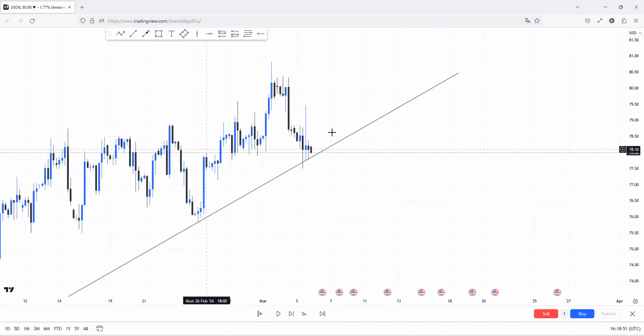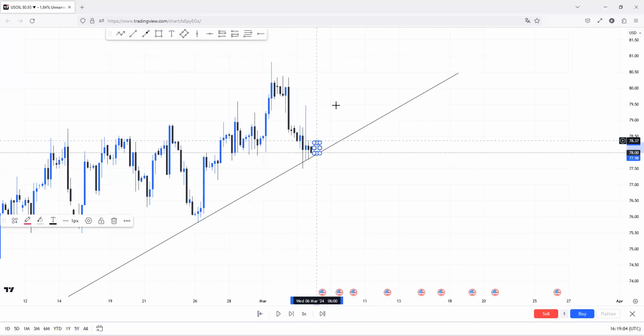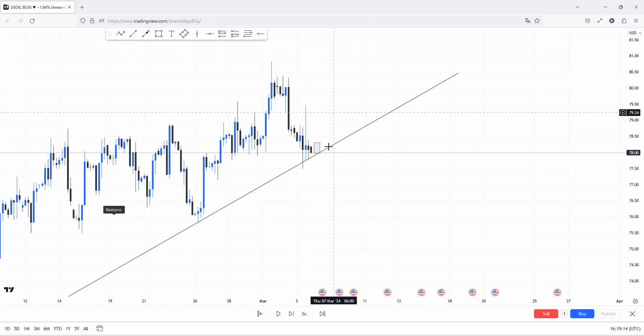We still don't have the confirmation, because what we want to see here is a bullish engulfing. So we need to see a candle that's going to break that range, a candle that's going to close above those candle closes. You know what I'm saying? So that's why we are still waiting for the confirmation.